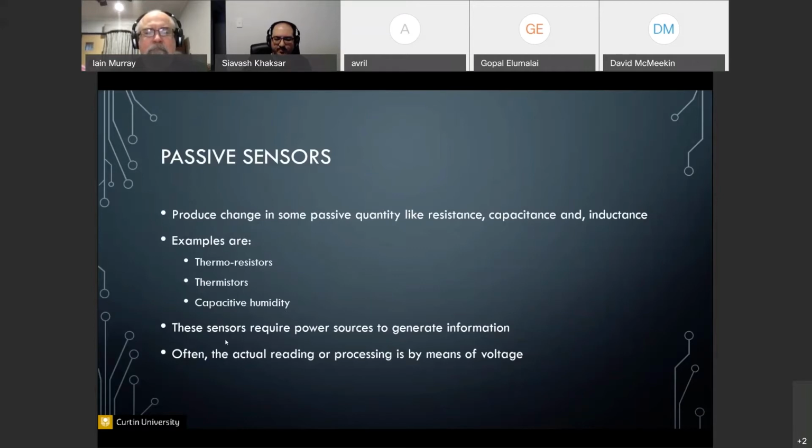These sensors require power sources to generate their information, and often the actual reading or processing is by means of voltage.